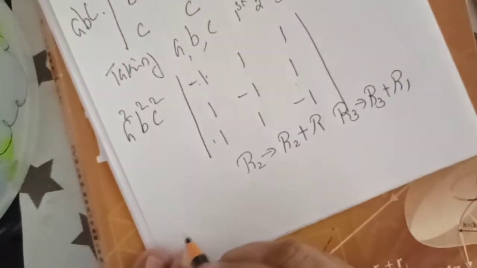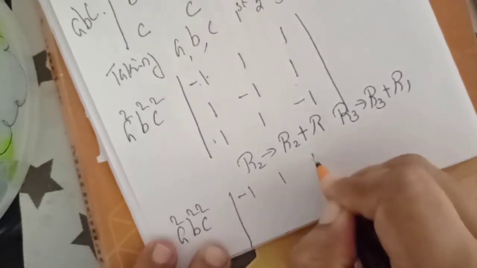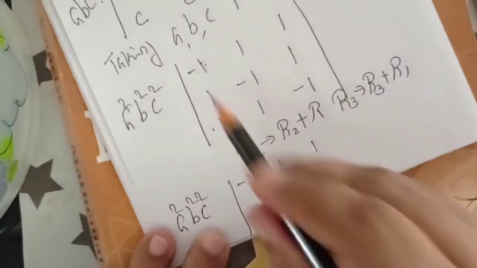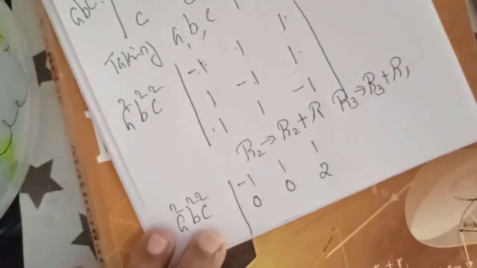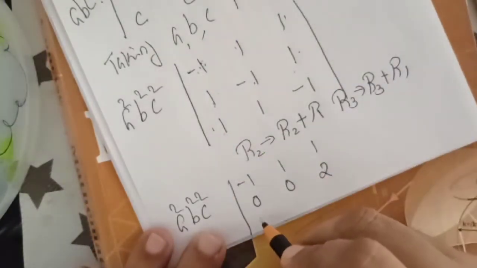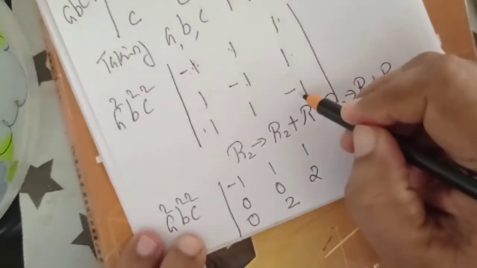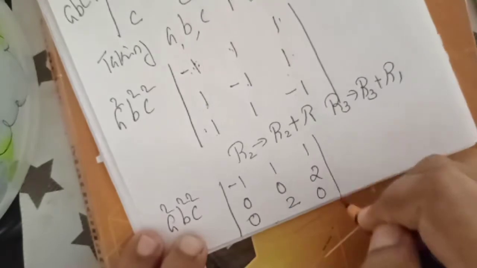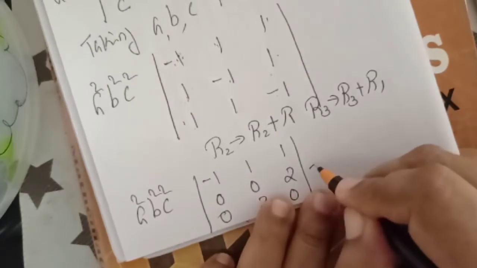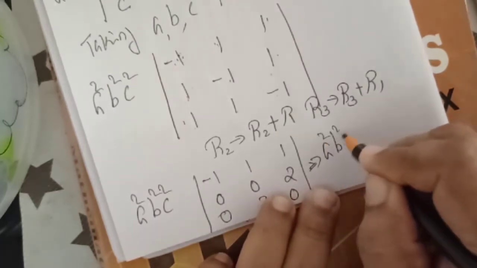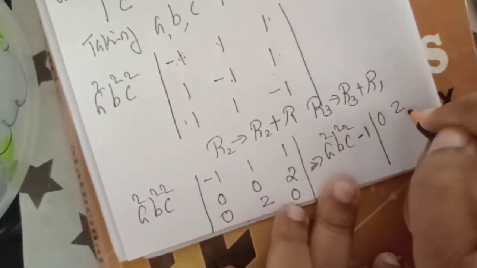Therefore, A square, B square, C square into minus 1, 1, 1. 1 plus minus 1 is 0. Minus 1 plus 1 is 0. 1 plus 1 is 2. Then 1 plus minus 1 is 0. 1 plus 1 is 2. And this is minus 1 plus 1, which is also 0. Now that implies A square, B square, C square into minus 1 into 0, 2, 2, 0.